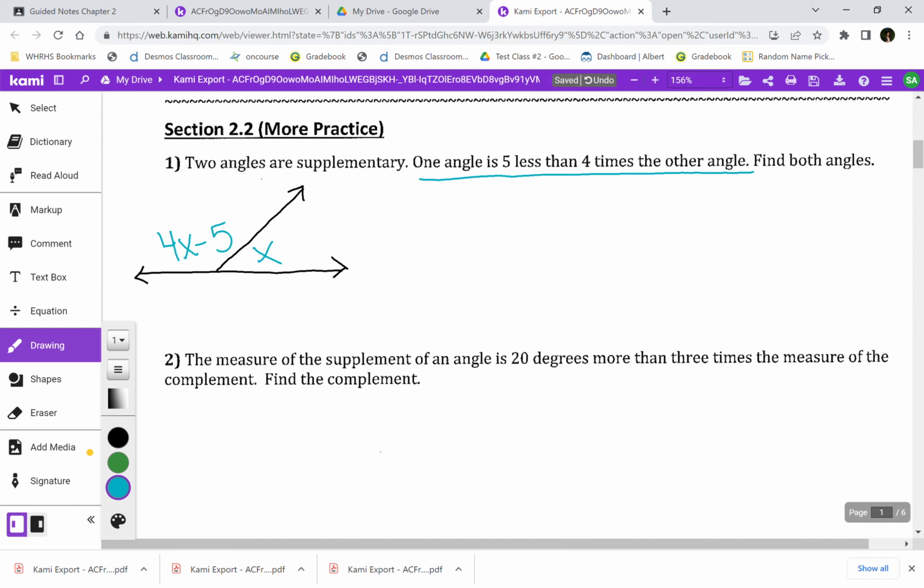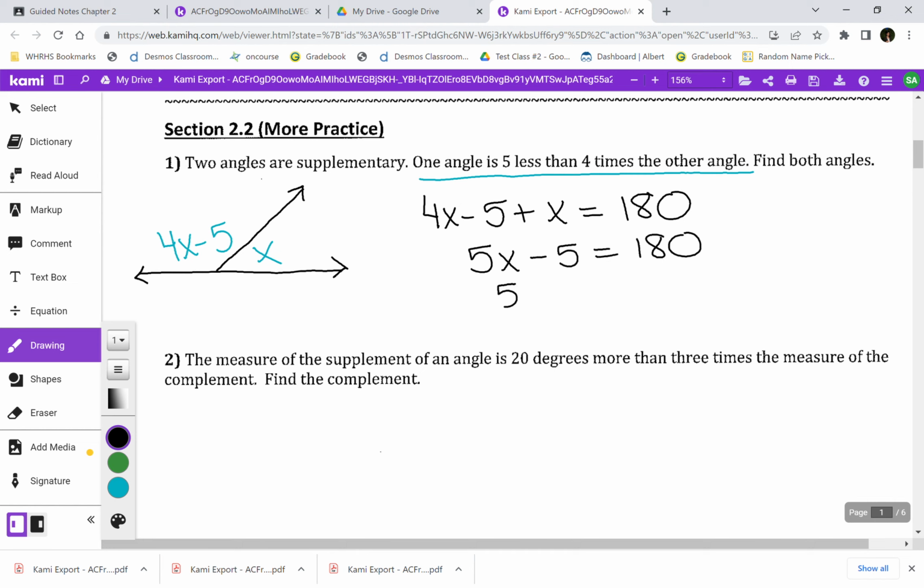Now that we filled in both angles, now we can come up with an equation. Can anybody tell me the equation that we're going to use here to solve for X? Michael. 4X minus 5 plus X equals 180. You got it. So here we're going to have 5X minus 5 equals 180. 5X equals 185. X will equal 37.